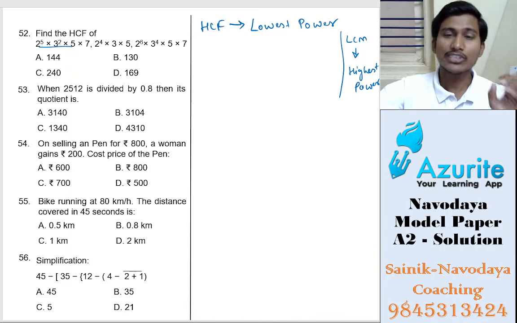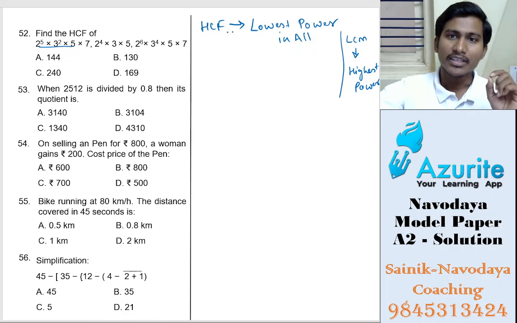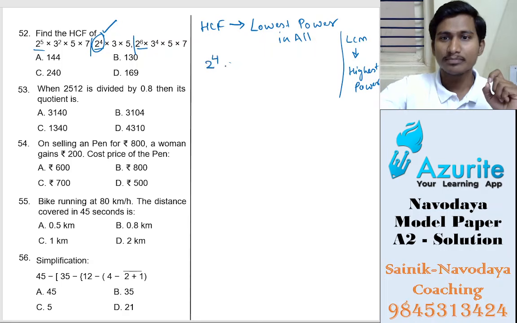So what are the numbers? For HCF, the lowest power in all; for LCM you take the highest power of all numbers. So check if 2 is there in all. Yes, 2 is here, the second number also, and the third number. Which is the lowest power? 2 power 5, 2 power 4, 2 power 6. So 2 power 4 is the lowest, so 2 power 4 will come.